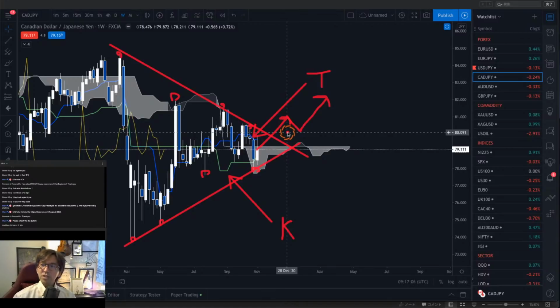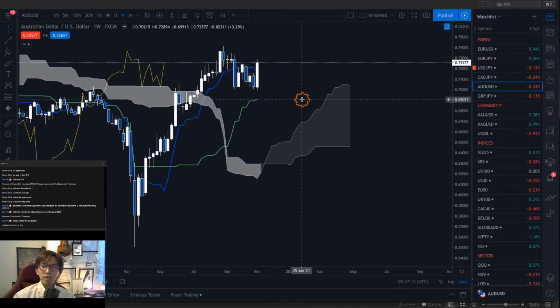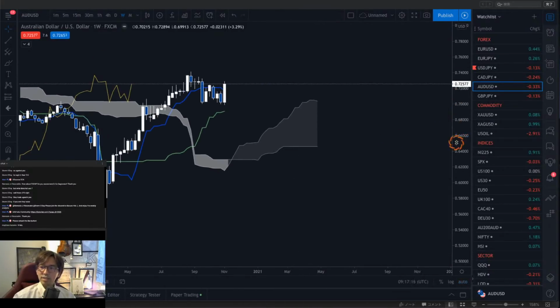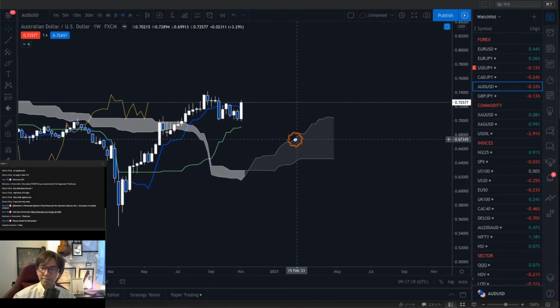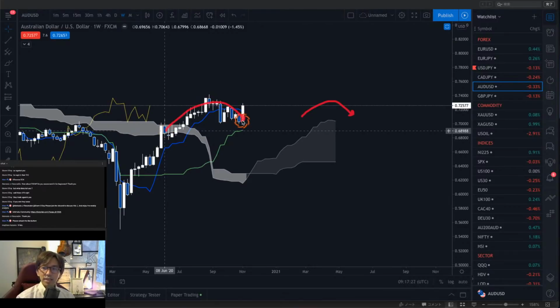And let's move on to AUD USD. So AUD USD weekly chart. Okay, now this is retracing, simply because the Senkou span A is going backwards now. So the market is retracing backwards, and this is where you don't want to look for a buy chance yet.